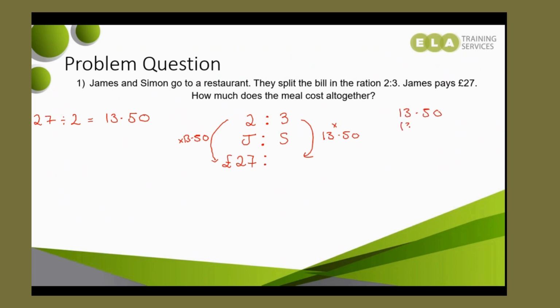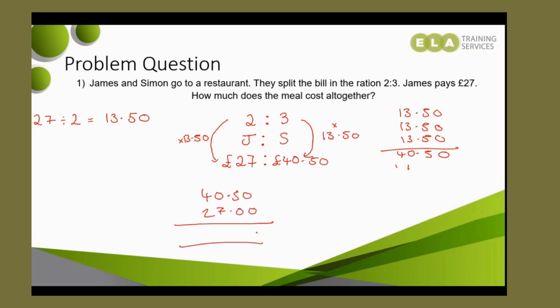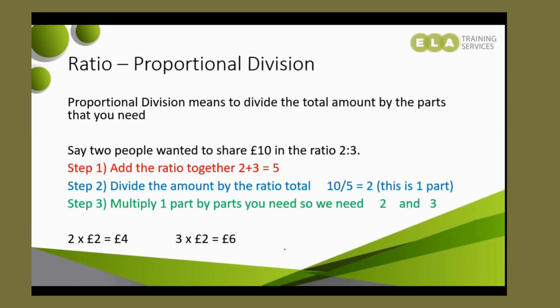£13.50, £13.50, £13.50. Which leaves us with £40.50 that Simon pays. And then what we're going to do is add them together. So £40.50 and 27 gives us a total bill of £67.50.